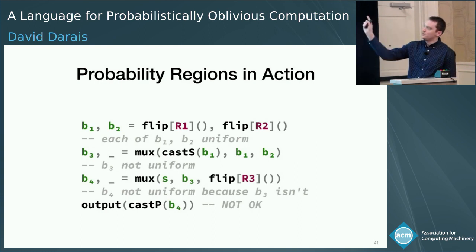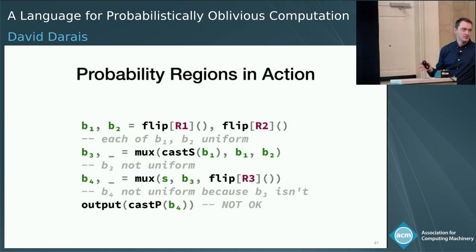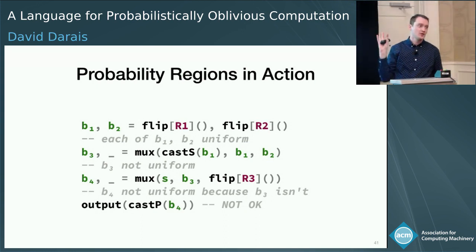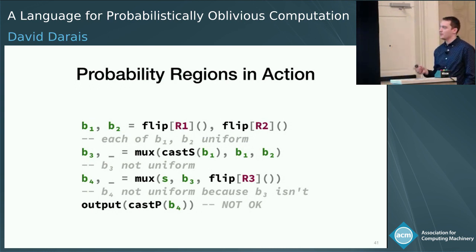So B1 and B2 are fresh coin flips. B3 is going to be, I'm going to swap B1 and B2 based on the outcome of B1. Here I'm just kind of shuffling coins around. That seems kind of innocuous. But notice the cast S thing. This is the escape hatch from the affinity check. So although B1 is consumed, cast S lets us use it again because of this escape hatch, and you need that to implement ORAM. And then this next line, we do a mux on the secret, and we either return B3 or a fresh coin flip.